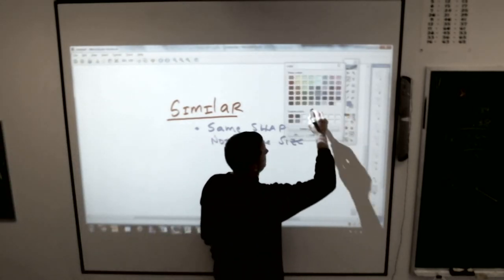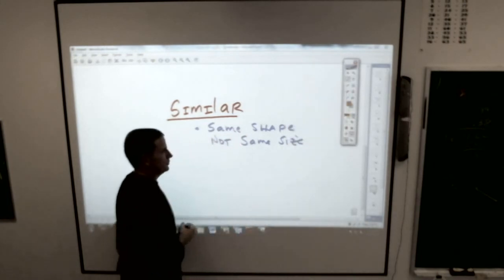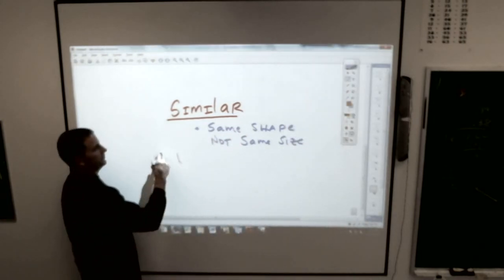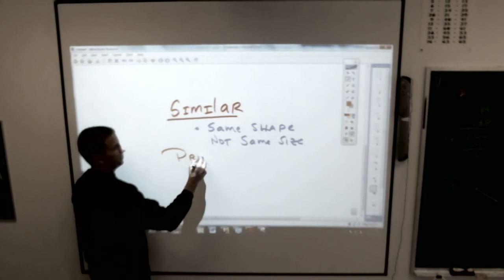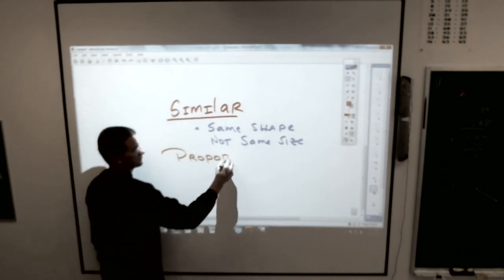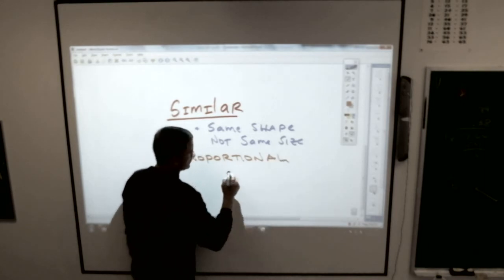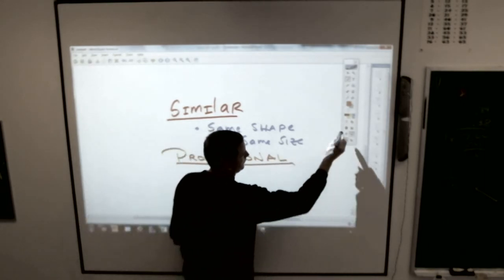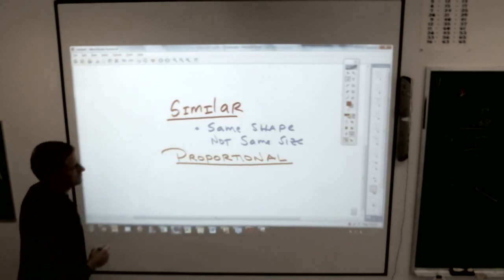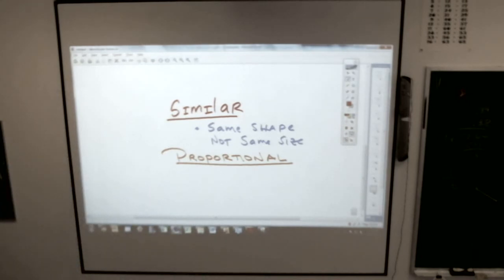And then underneath that, I need you to write this big, long, highfalutin word, because with similar, you have to talk about this word that's called proportional. Anybody ever heard the word proportional before? Anybody ever tell you your head's not proportional to your body?